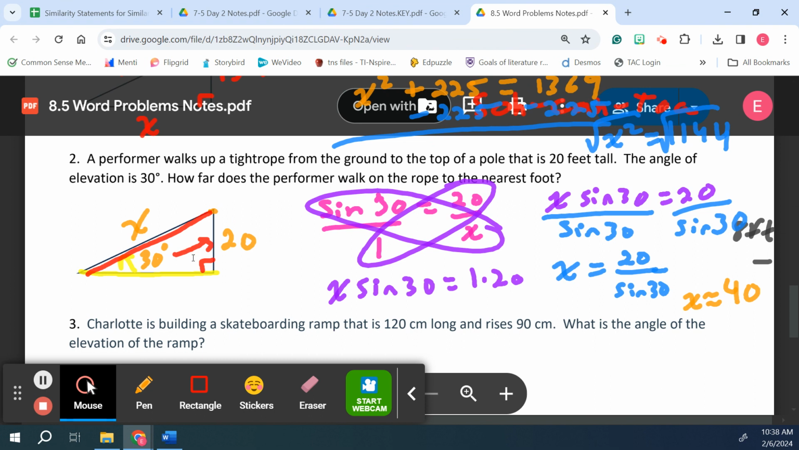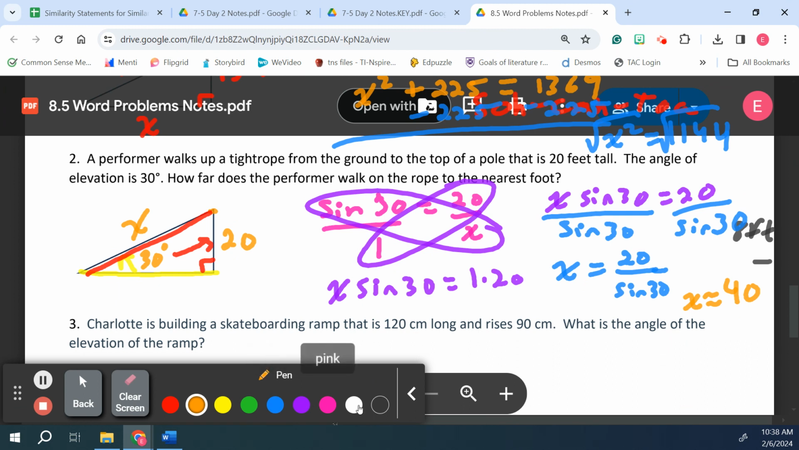Well, we have a 90-degree angle here. We have a 30-degree angle here. What would this angle be? Good. 60.